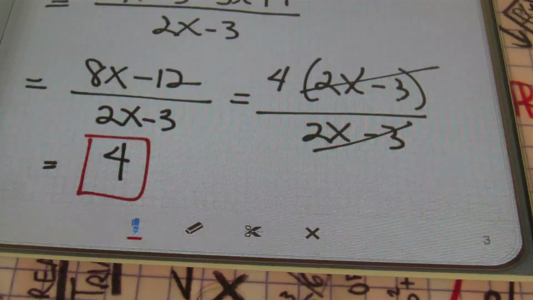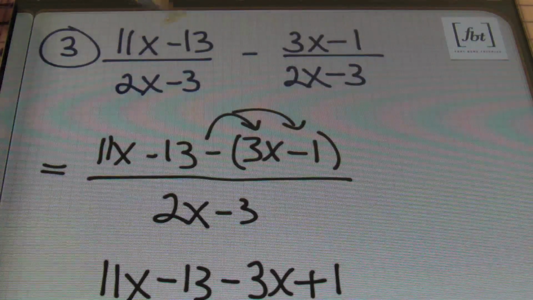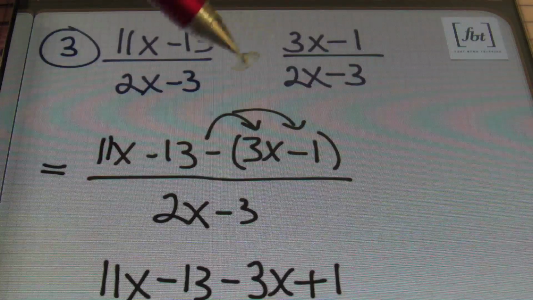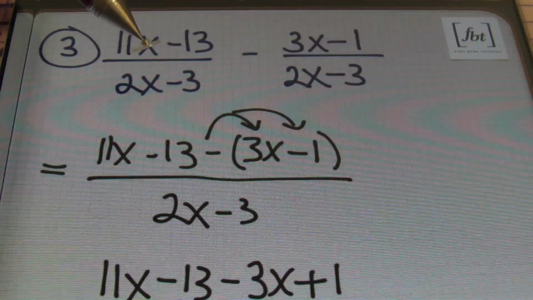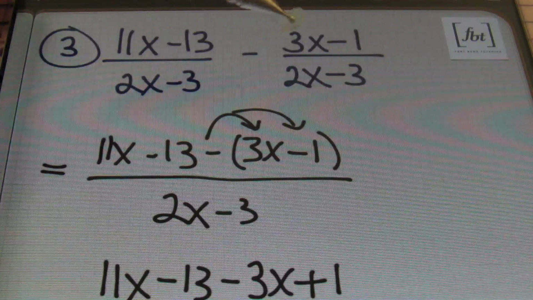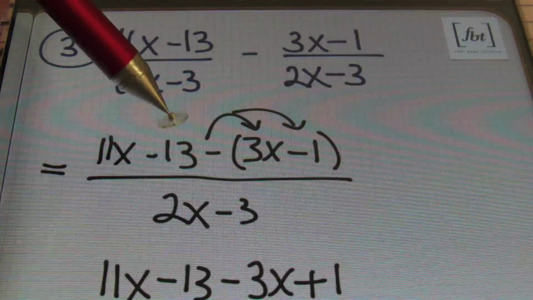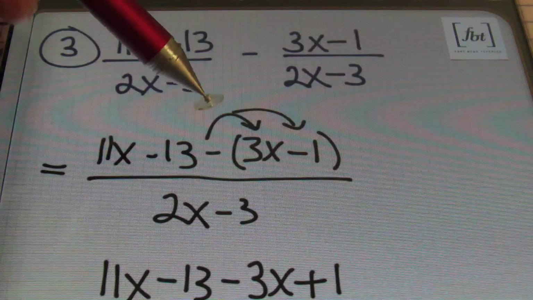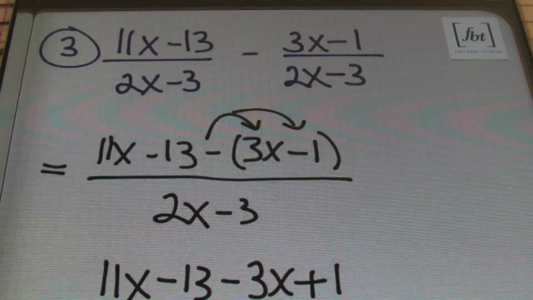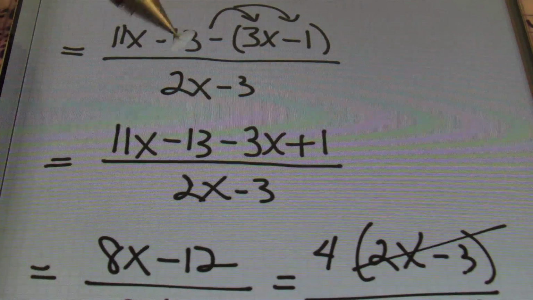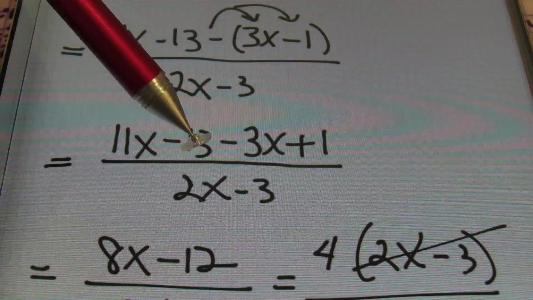So let's recap over this. We started out with 11x minus 13 over 2x minus 3 minus 3x minus 1 over 2x minus 3. We did have a common denominator, so we didn't have to worry about that, but I was warning you that when you have multiple terms in your other numerators, you'll need to use parentheses and subtract, which gives you the chance to distribute the negative into the second set of parentheses. So I'm going to distribute that negative, and I'll end up rewriting it as 11x minus 13 minus 3x plus 1, all over the denominator of 2x minus 3.